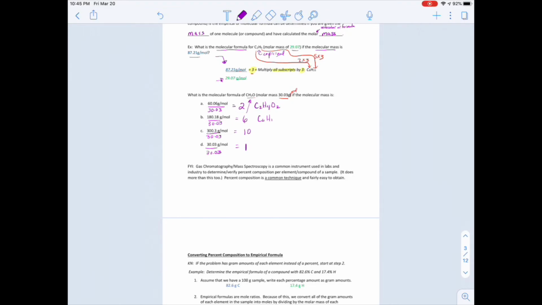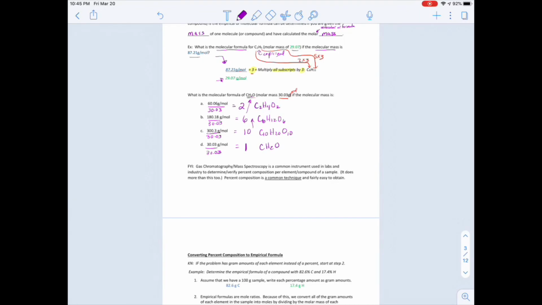So C6H12, that's a 6, O6. And then with the 10, again, you're going up. C10H20O10. And then this last one, CH2O. So what this last one is saying is that we actually are talking about that molecule. It is the empirical formula, but we also are talking specifically about that one. So it is that one's molecular formula.